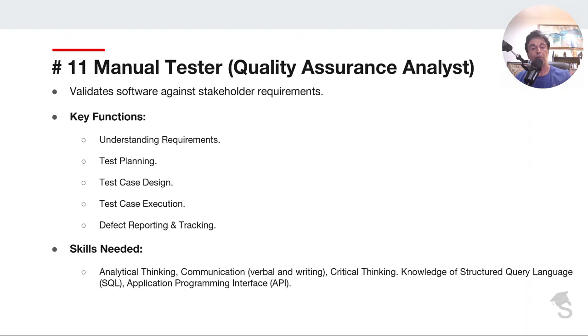Now, from the skills point of view, I would say a tester must have an analytical mindset, basic communication skills, which includes verbal and writing. Critical thinking is very important. A good tester will identify scenarios which most of us may not have thought about. Additionally, technical skills like SQL, API will be of great asset.